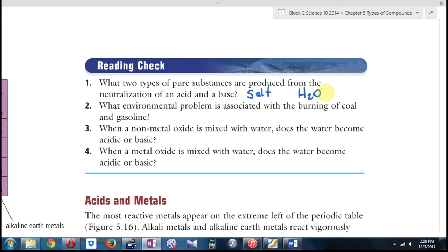Hey, one environmental problem is associated with the burning of coal and gasoline.